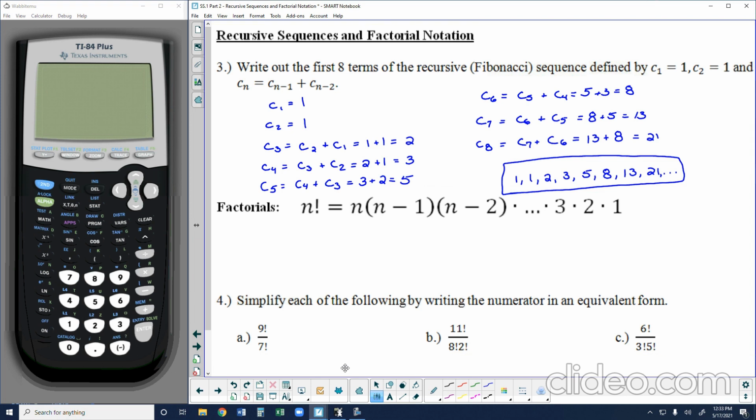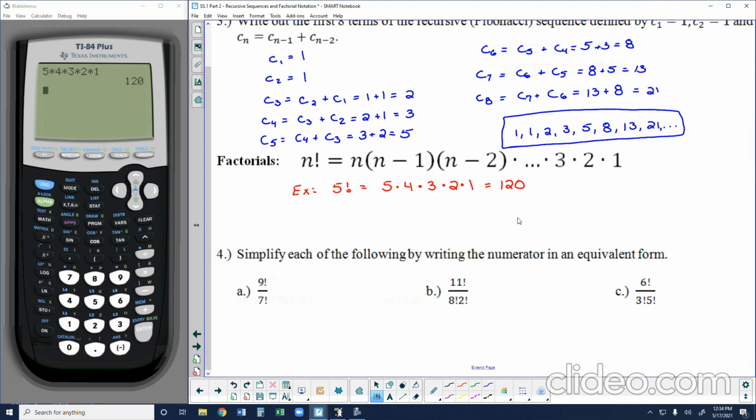Let me give you an example with numbers here. Let's say we have 5 factorial. 5 factorial would equal 5 times 4 times 3 times 2 times 1. We can evaluate this in the calculator: 5 times 4 times 3 times 2 times 1, and it's 120. So for factorials, you multiply together all of the numbers from our given number down to 1.